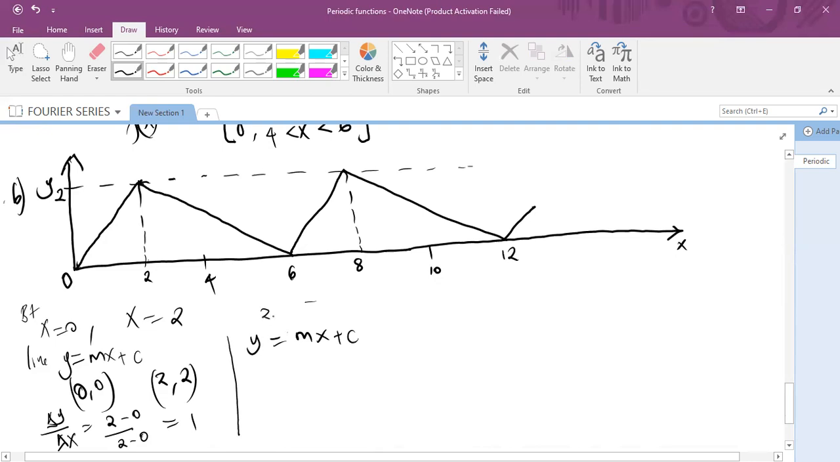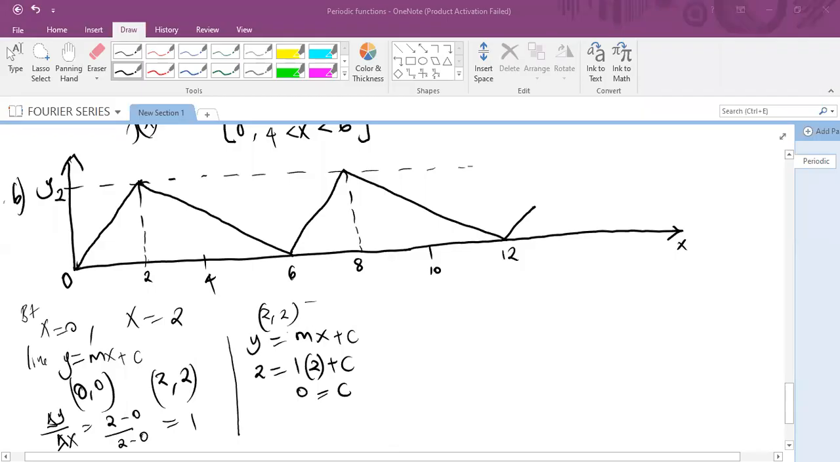Let's take a look at point (2, 2). So our c is equal to 0. And so the equation of a line between that period is going to be y is equal to, our m is 1. So y is equal to x is the equation of a line here.